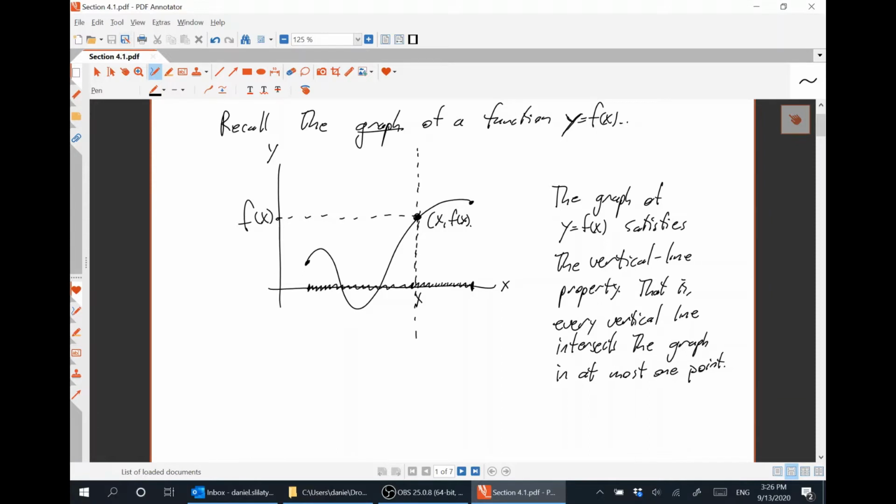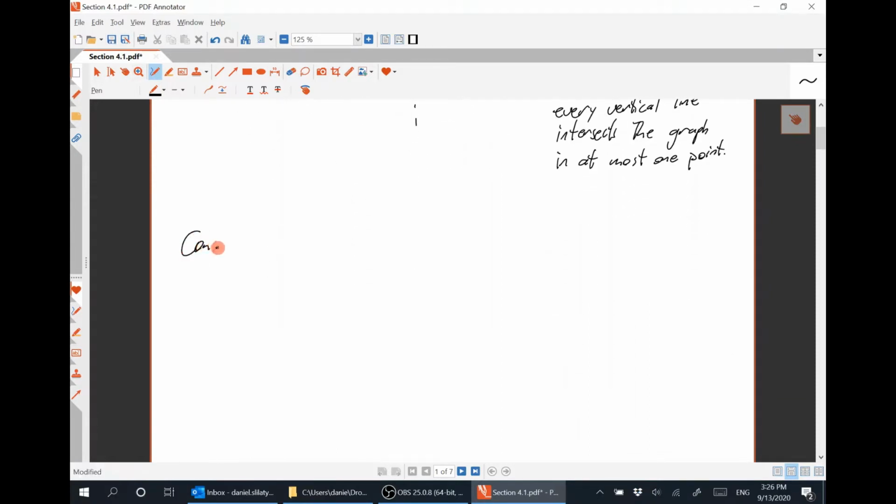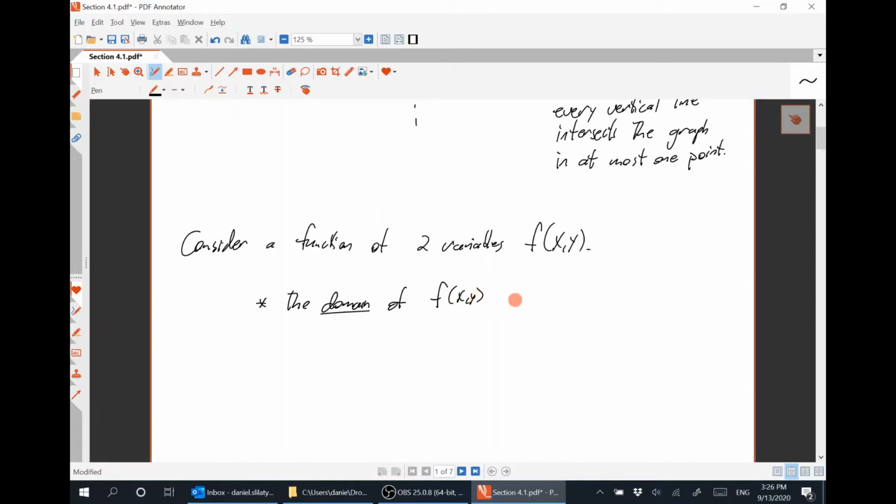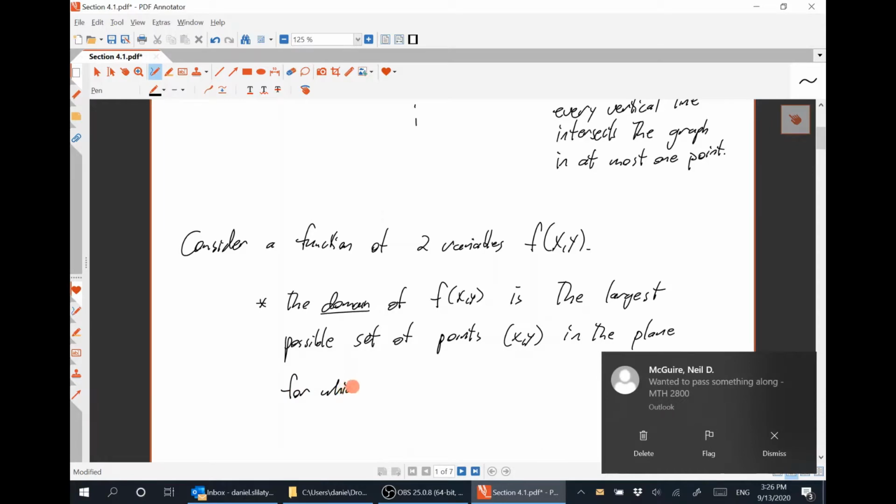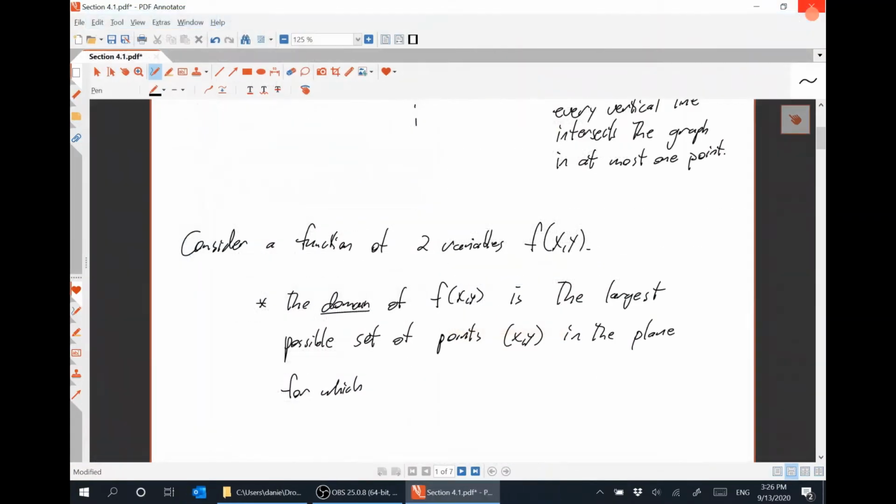So now a function of two variables, f of x, y. The domain of the function is the largest possible set of points x, y in the plane for which f of x, y is defined.